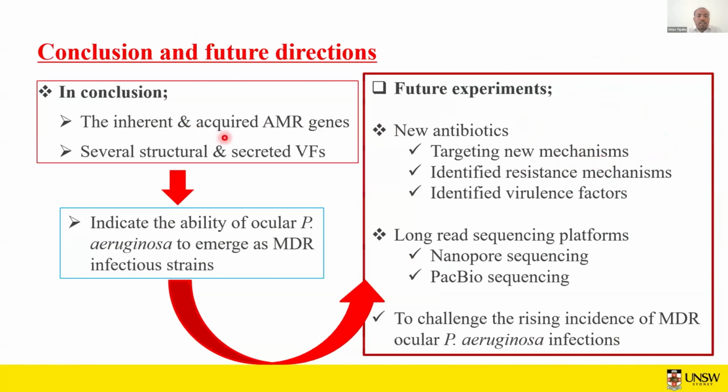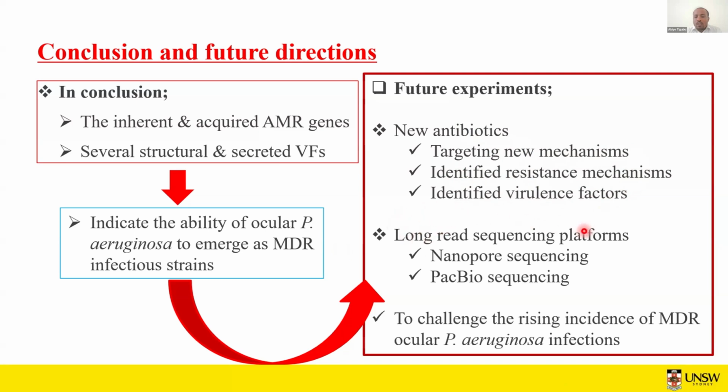In conclusion, the inherited and the acquired antimicrobial resistance genes, along with several structural and secretory virulence factors, indicate the ability of ocular Pseudomonas aeruginosa to emerge as multi-drug resistant infectious strains. Therefore, future experiments should focus on developing new antibiotics targeting the identified mechanisms and virulence factors, such as the efflux pump systems and the type 3 secretion system. Those may help to tackle the spread of antibiotic resistance genes in Pseudomonas aeruginosa.